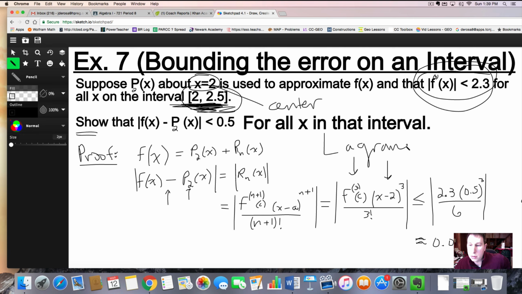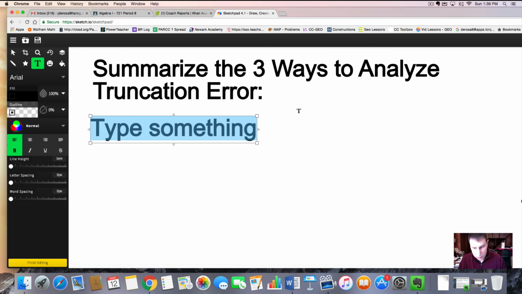The main point of this is to get more exposure and practice working with the Lagrange formula for the error term and for bounding the error. It'll take some practice to use that, but you'll need it on your homework problems as well as the alternating series test and those other tests.